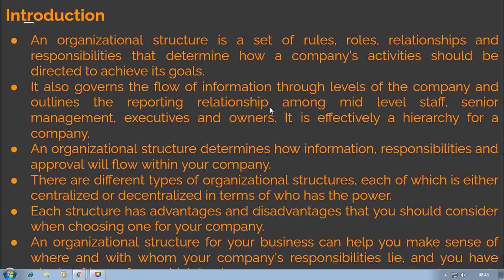And that's why organization structure provides the foundation to management. Depending on that, creating the organization structure means defining the roles and responsibilities of employees, and the structure chart is very important to be designed properly. There are different types of organization structure, students, as you already studied in 12th standard, each of which is either centralized or decentralized in terms of who has the power.